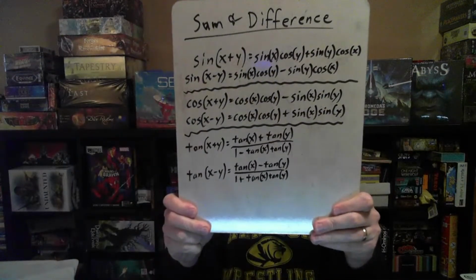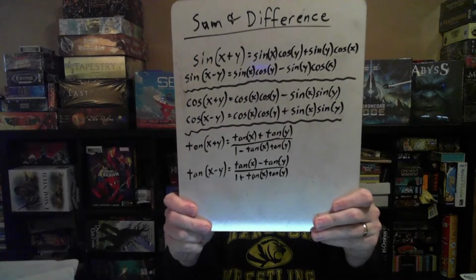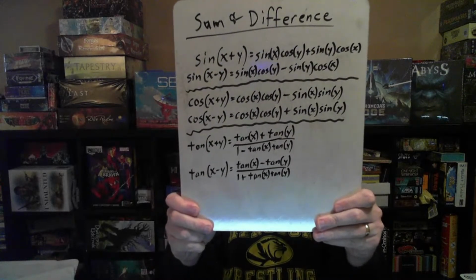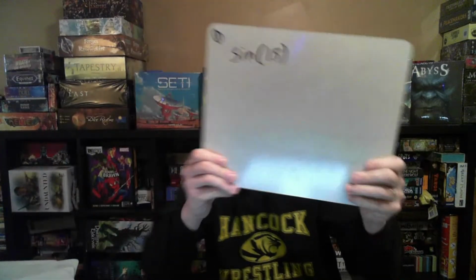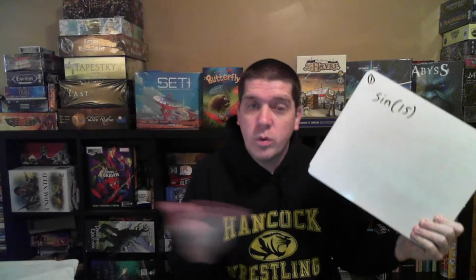You can see all those formulas. Go ahead, pause if you need to, copy those all down. They look tough, but I'm going to point out some things here in just a second. As we look at that, we can think about 15 as a difference. We already know some trig values. We know sine of 30, sine of 45, sine of 60. So we could take this sine of 15 and think about it as sine of 45 minus 30.